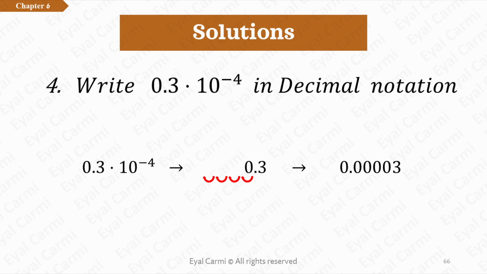Solution 4. 0.3 times 10 to the power of minus 4 is equivalent to writing 0.3 and moving the decimal point 4 steps to the left, which results in 0.00003.